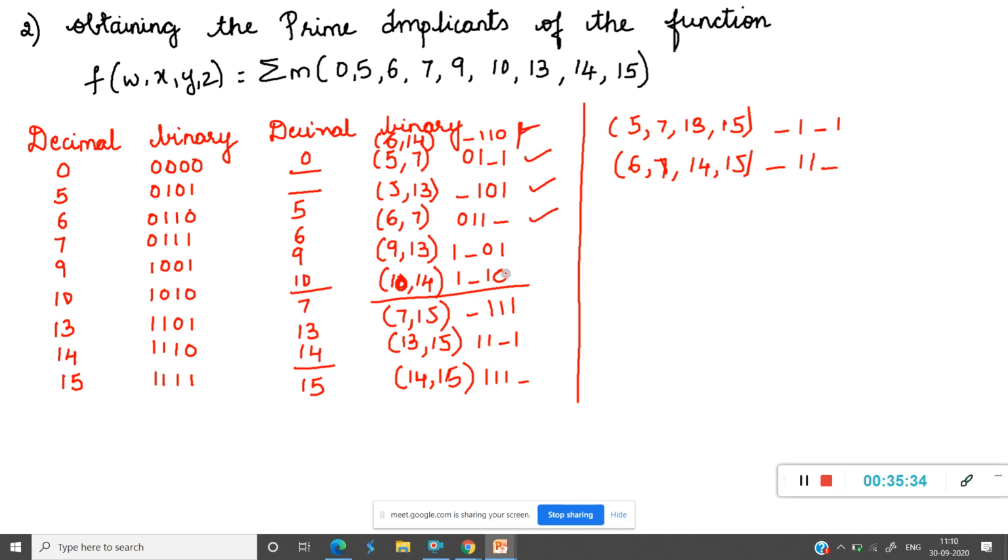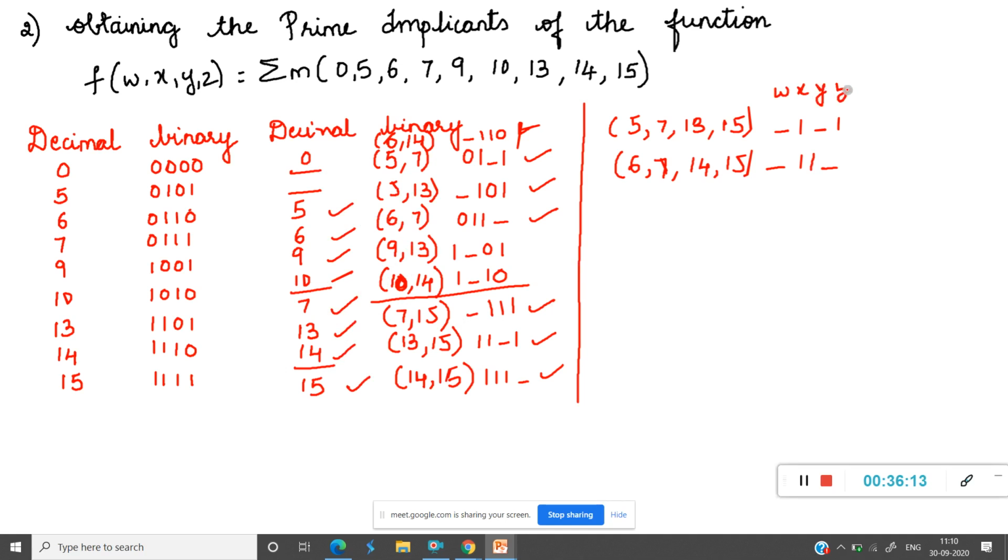Okay, next these two are untick because 9 is not there, 10 is not there, so untick. Next 7, 15 is there, yes tick it. 13, 15, yes tick it. 14, 15, yes tick it. Okay, so like this. Here see, check, 15 is covered, 14 is covered, 13 is covered, 7 is covered, 10 is covered, 9 is covered here, 6 is covered here, 5 is also covered, only 0 is not covered, so don't tick it.